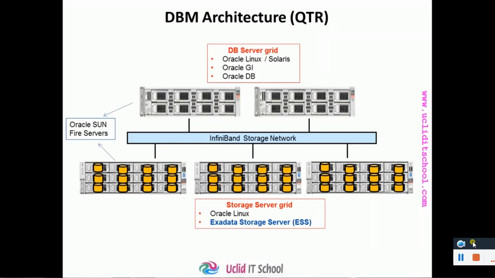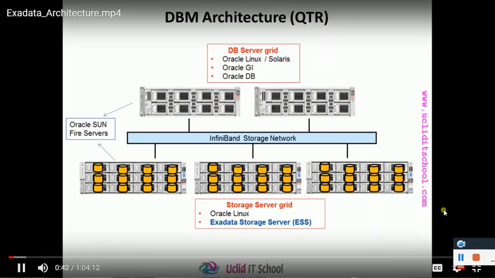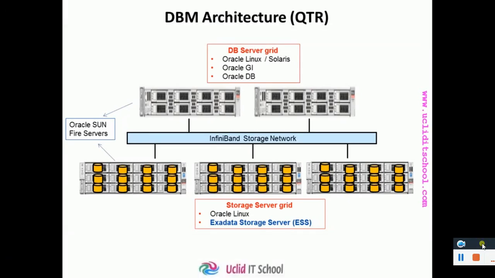Now, just to recap the database machine architecture. You know, database machine has database servers, storage servers, and InfiniBand network that connects database servers with storage servers. So this slide shows you a quarter rack system. In quarter rack system, you will have 2 database servers, 3 storage servers.